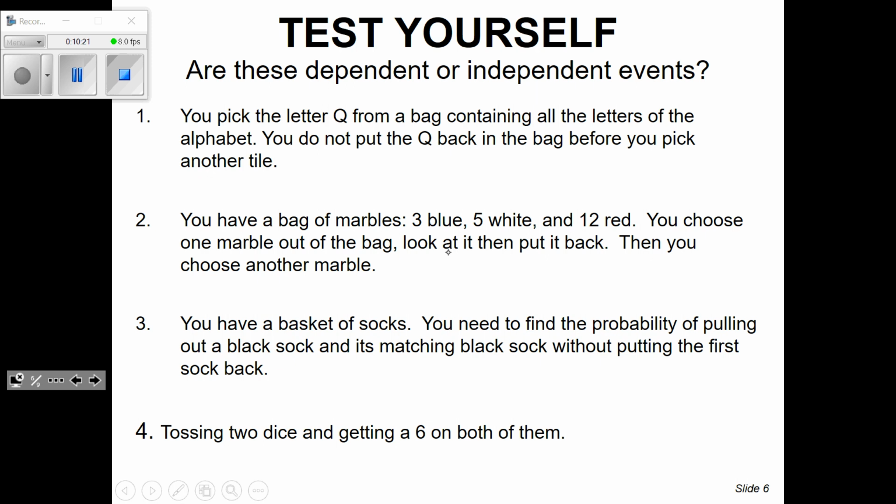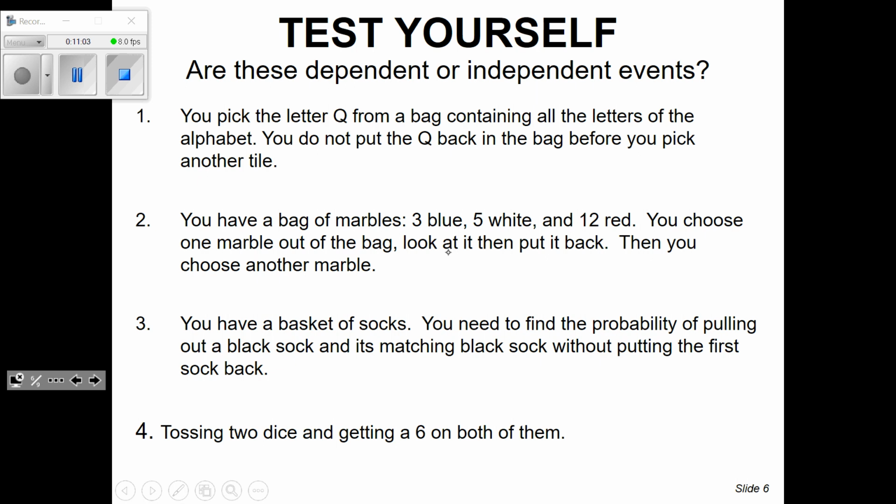So number 1 says, you pick the letter Q from a bag containing all the letters of the alphabet. You do not put the Q back in the bag before you pick another tile. Take a second. Do you think that's independent or dependent? All right, number 2. You have a bag of marbles, 3 blue, 5 white, and 12 red. You choose 1 marble out of the bag, look at it, and then put it back. Then you choose another marble. Independent or dependent?